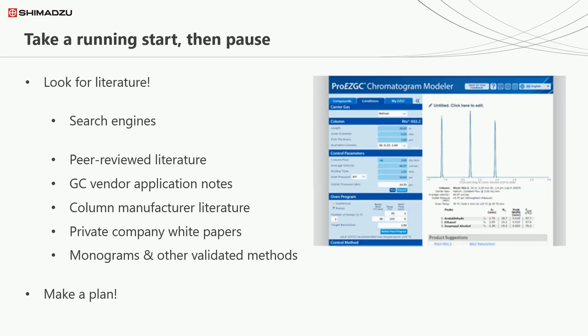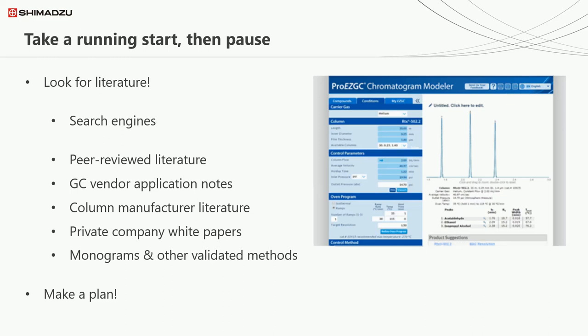And 9 times out of 10, you'll be greeted with a wealth of information, from peer-reviewed literature to GC or column vendor application notes and tools. Some websites now even have tools which can model chromatograms based on previous application data. Simply input the target analytes and it'll suggest appropriate columns and method parameters. Just bear in mind these are theoretical projections, so may still require some tweaking.